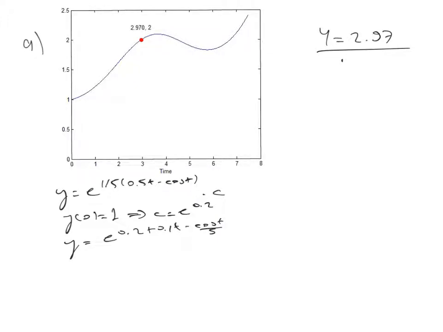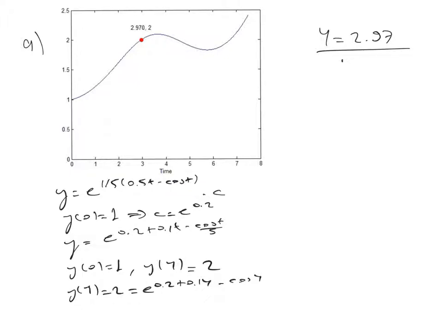Since our initial population is 1, in order to find out the doubling time tau, we try to find out at which time instant tau the population is equal to 2. So y tau is equal to 2 and it must be equal to our function, which is e to the 0.2 plus 0.1 tau minus cosine tau over 5. And we use MATLAB in order to find out at which time instant tau this function is equal to 2, as it is seen from here.